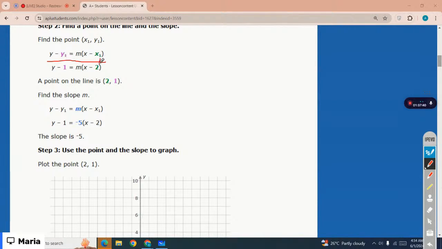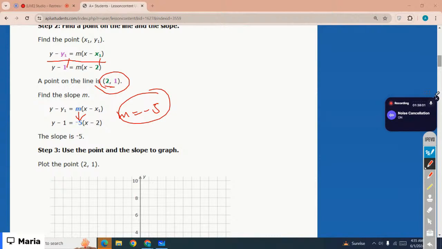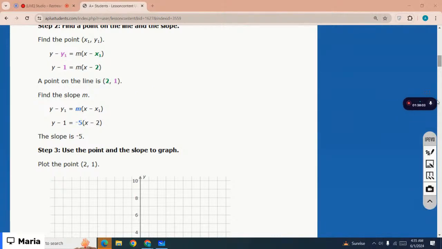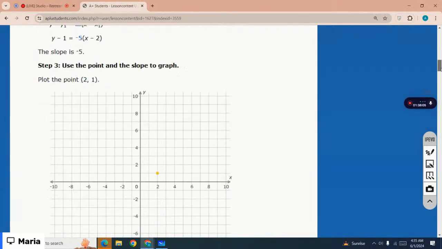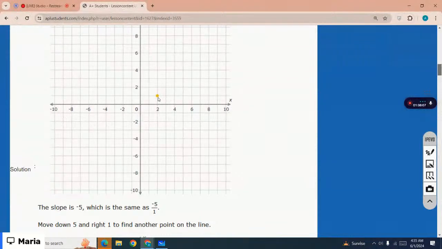So x1 is 2, y1 is 1. So the point on the line is 2, 1. And when you compare with m, m equals negative 5. So you have two things: a point, 2, 1, and a slope, negative 5. You have to use the point and the slope to make a graph. First, plot the point 2, 1. Here is the point 2, 1.